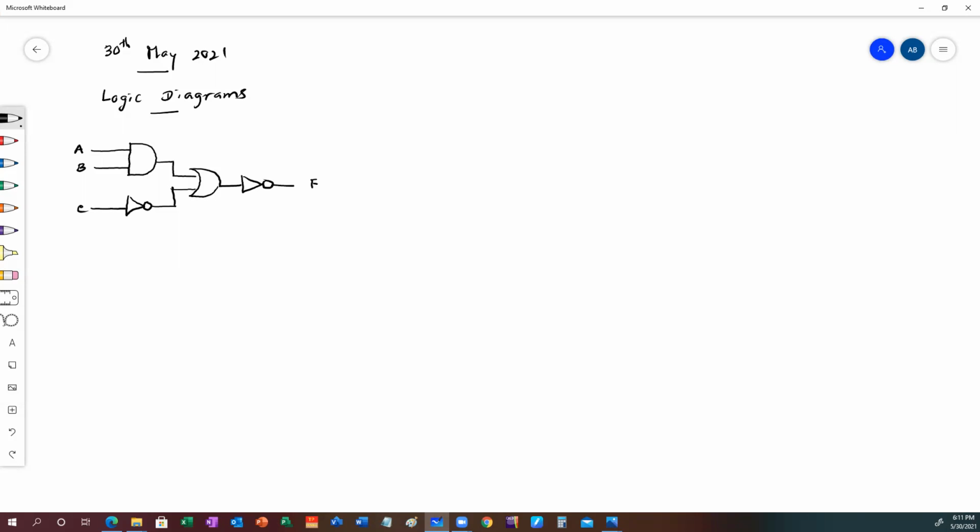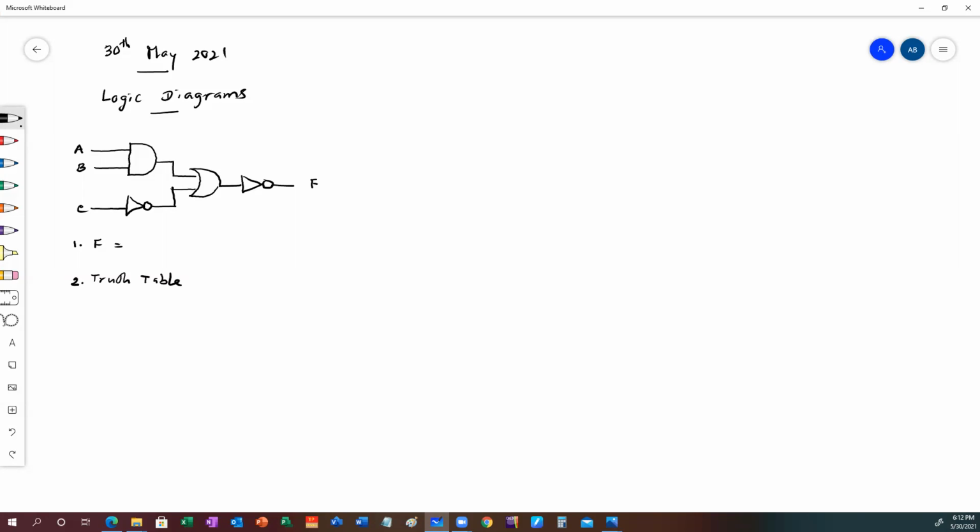Now you have to get the expression. Number one, the expression: what is F? Then number two, the truth table. Try to do it.